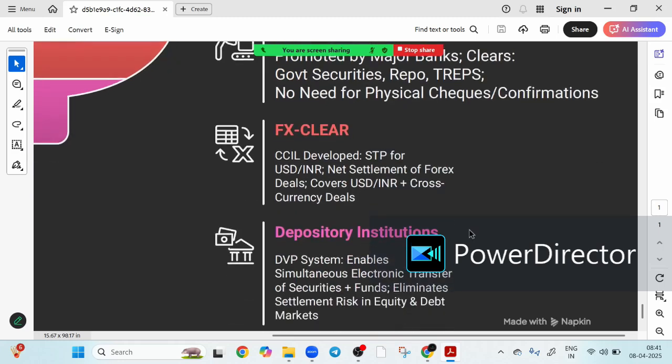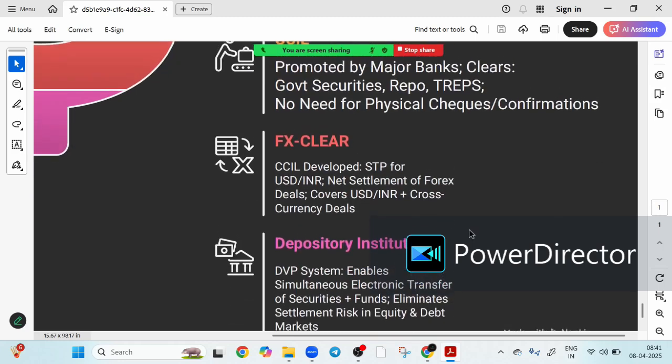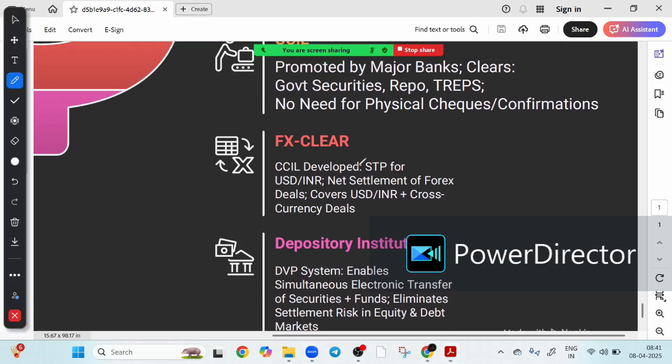Then comes FX Clear. FX Clear is a very important thing. Questions are asked every year, so remember it. FX is for foreign exchange settlement, so we have FX Clear. It is for foreign exchange settlement, right?